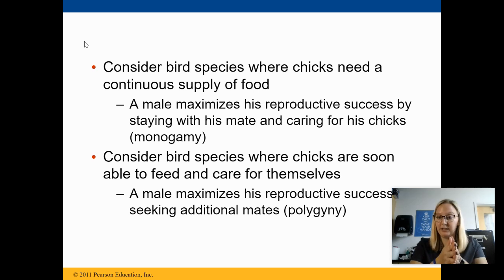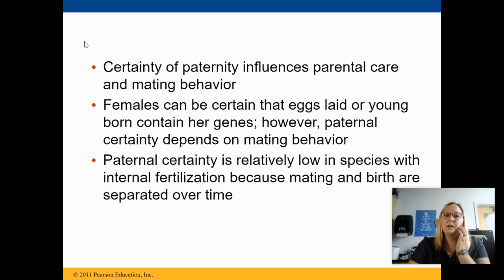a monogamous relationship. But if you consider a bird species where chicks are soon able to feed and care for themselves, males will maximize their reproductive success by seeking additional mates through polygyny. Certainty of paternity also influences parental care and mating success.